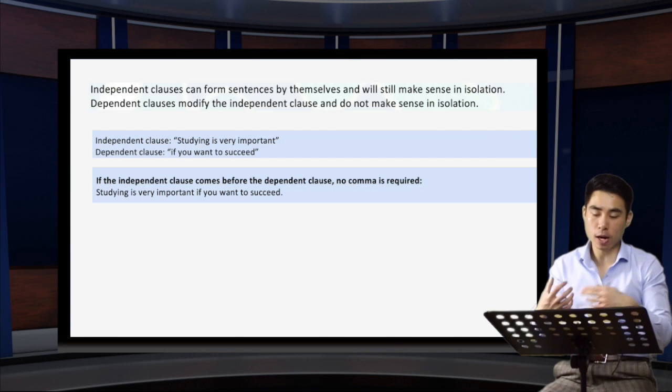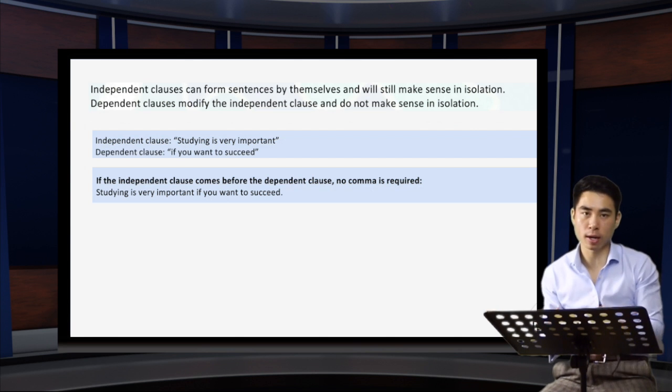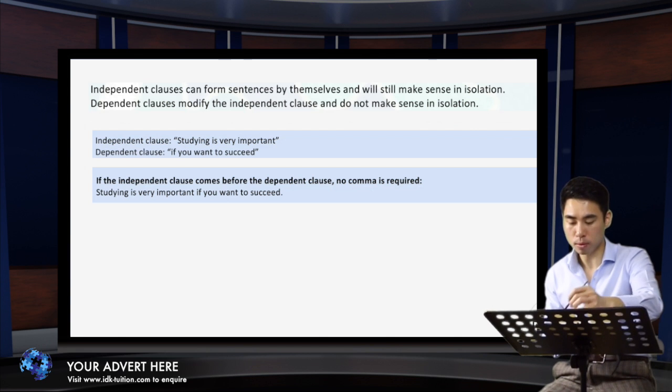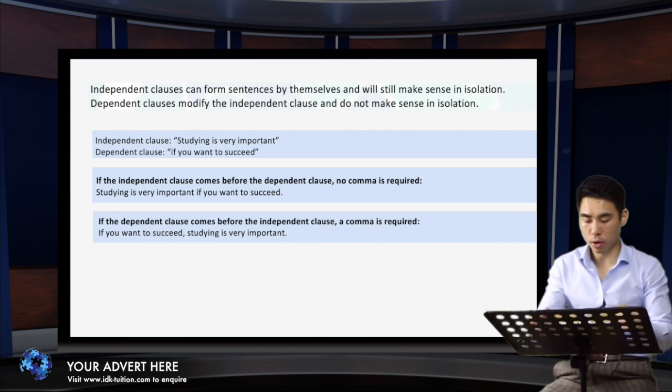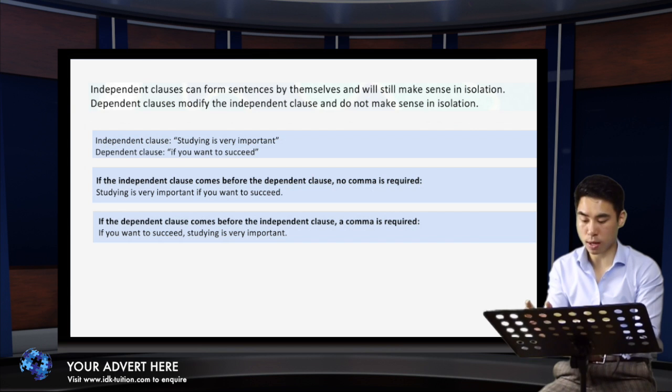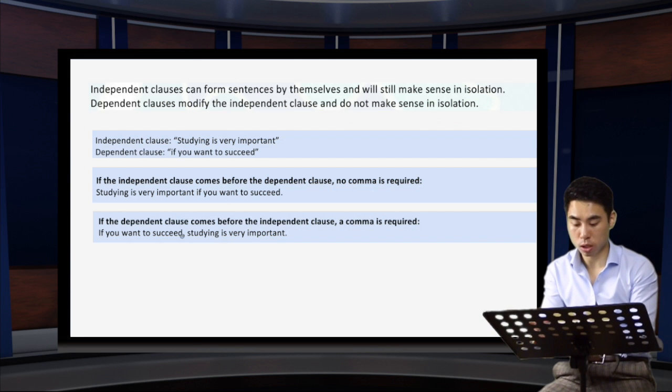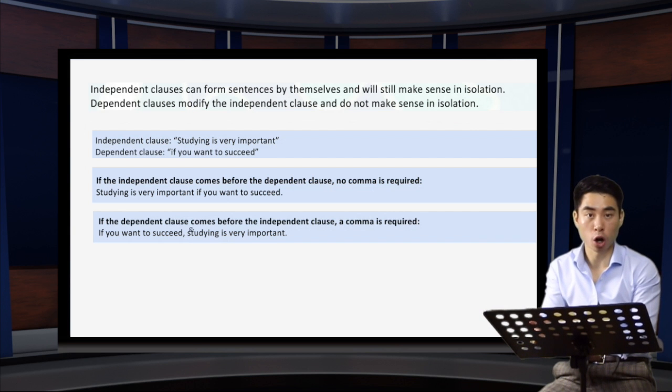Whereas if we were to reverse this sentence and have our dependent clause in front of our independent clause, then we do need a comma. So here, dependent clause first, if you want to succeed, followed by our independent clause, studying is very important. You notice we do require a comma here.